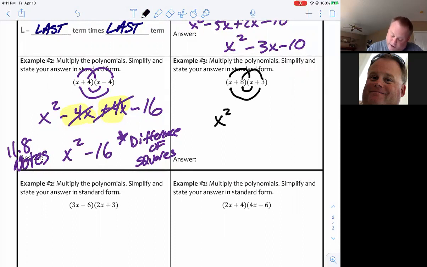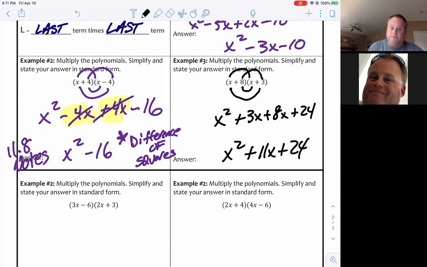So x squared plus 3x plus 8x plus 24. First, outside, inside, last. Combine the middle terms and write in standard form: x squared plus 11x plus 24.